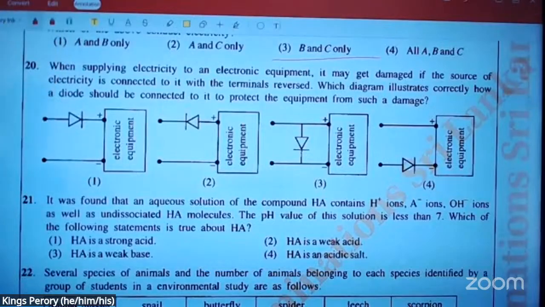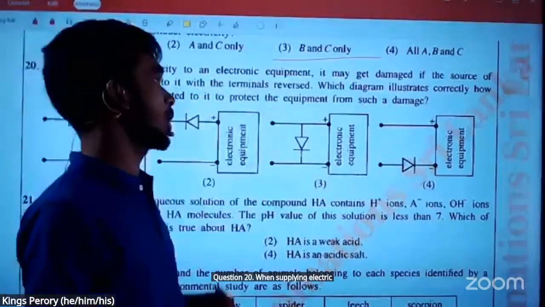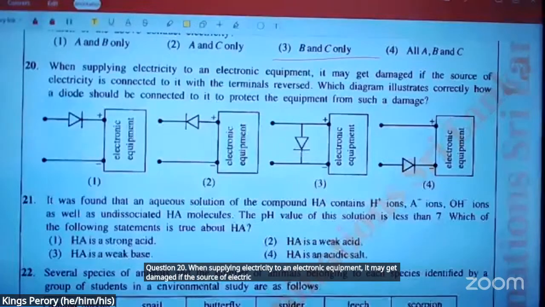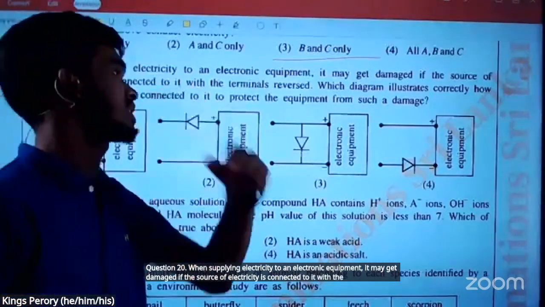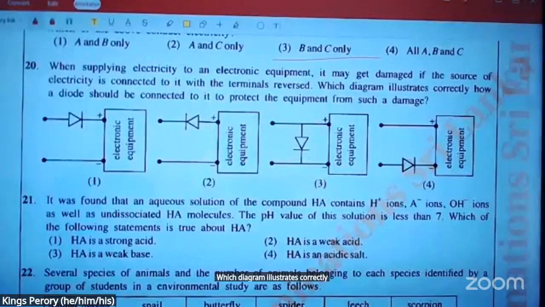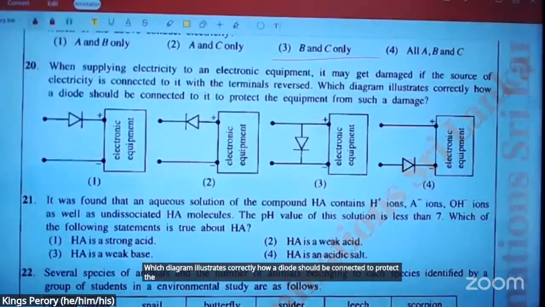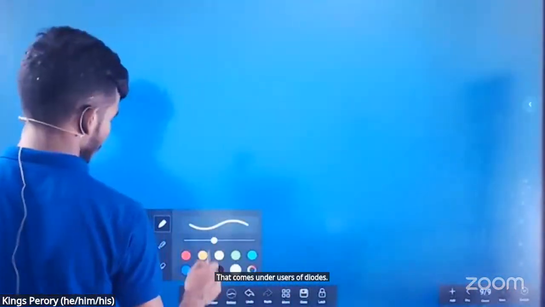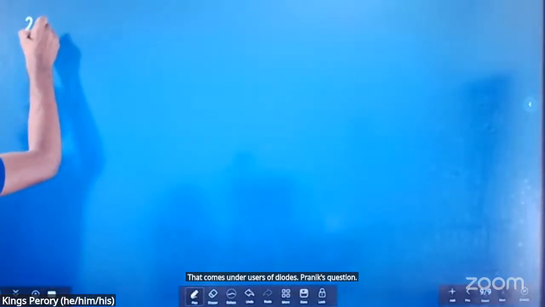Question 20. When supplying electricity to an electronic equipment, it may get damaged if the source of electricity is connected to it with the terminals reversed. Which diagram illustrates correctly how a diode should be connected to protect the equipment from such damage? Right. That comes under uses of diodes. Electronics question, uses of diode.